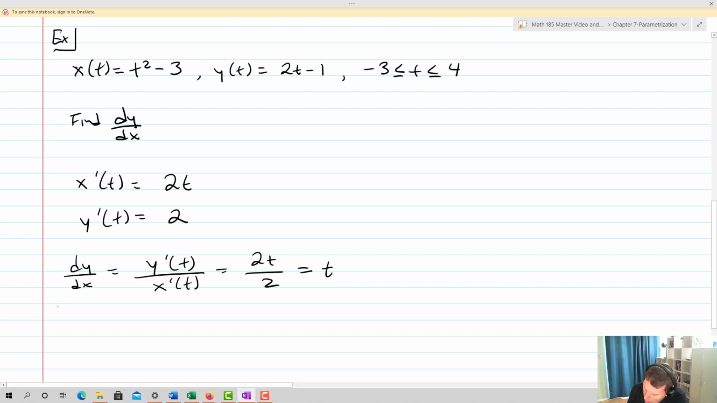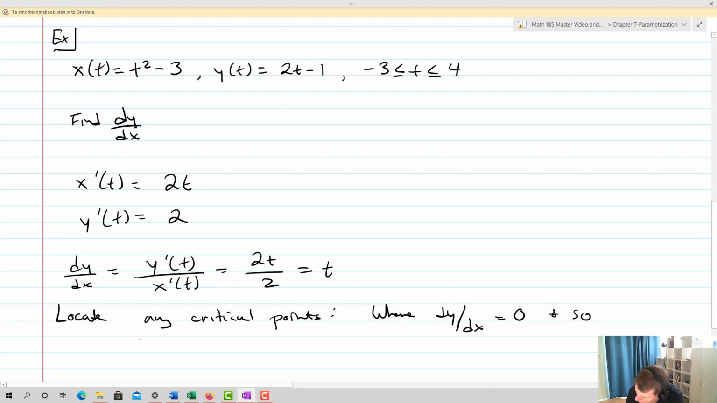Now let's say that we want to locate any critical points. In that case, that's where dy/dx equals 0. Notice that t equals 0 is in the interval, so we will have a critical point within that region. So there it is, t equals 0 is our critical point.